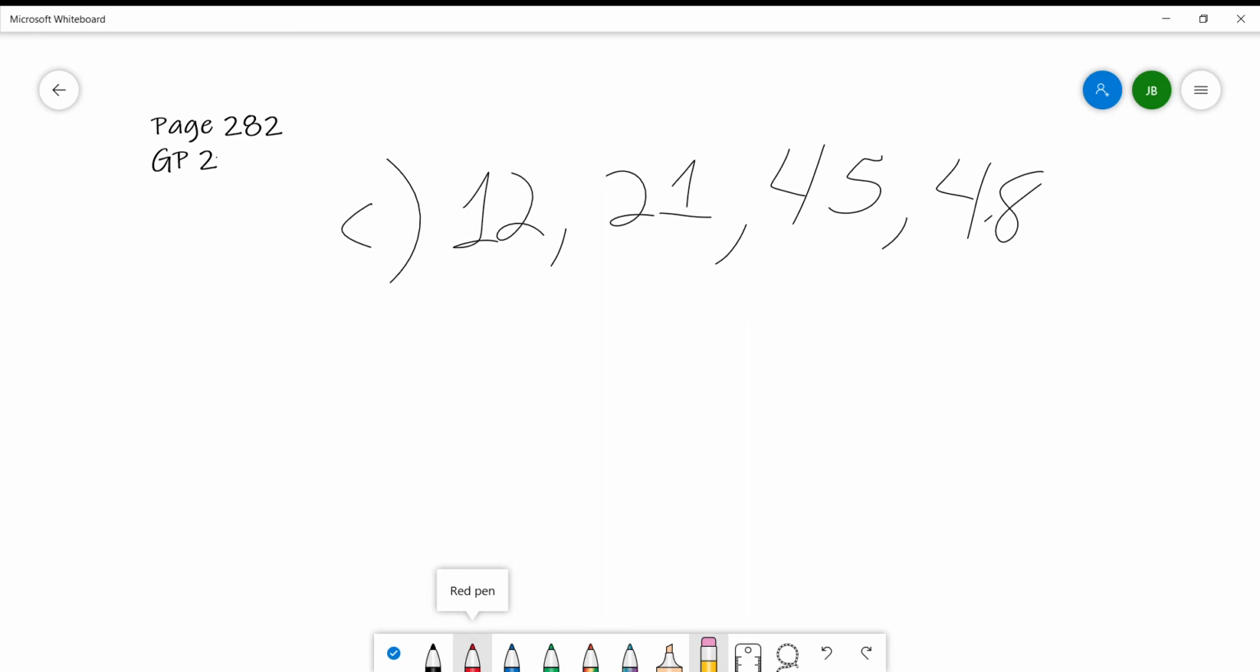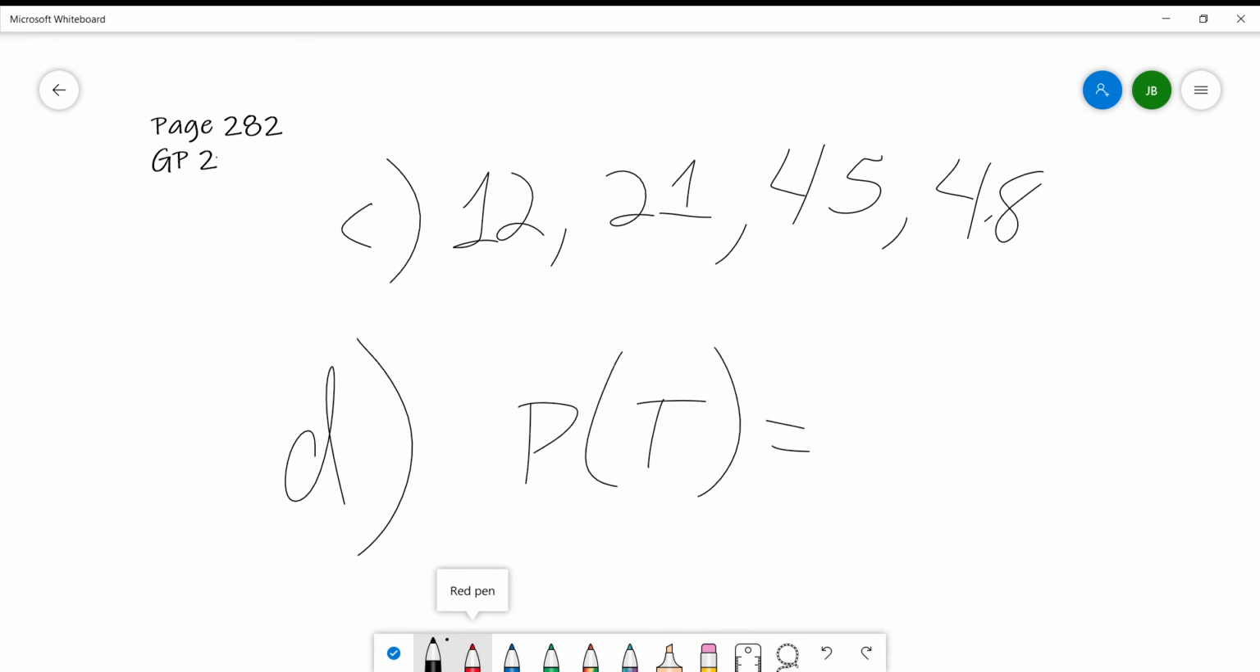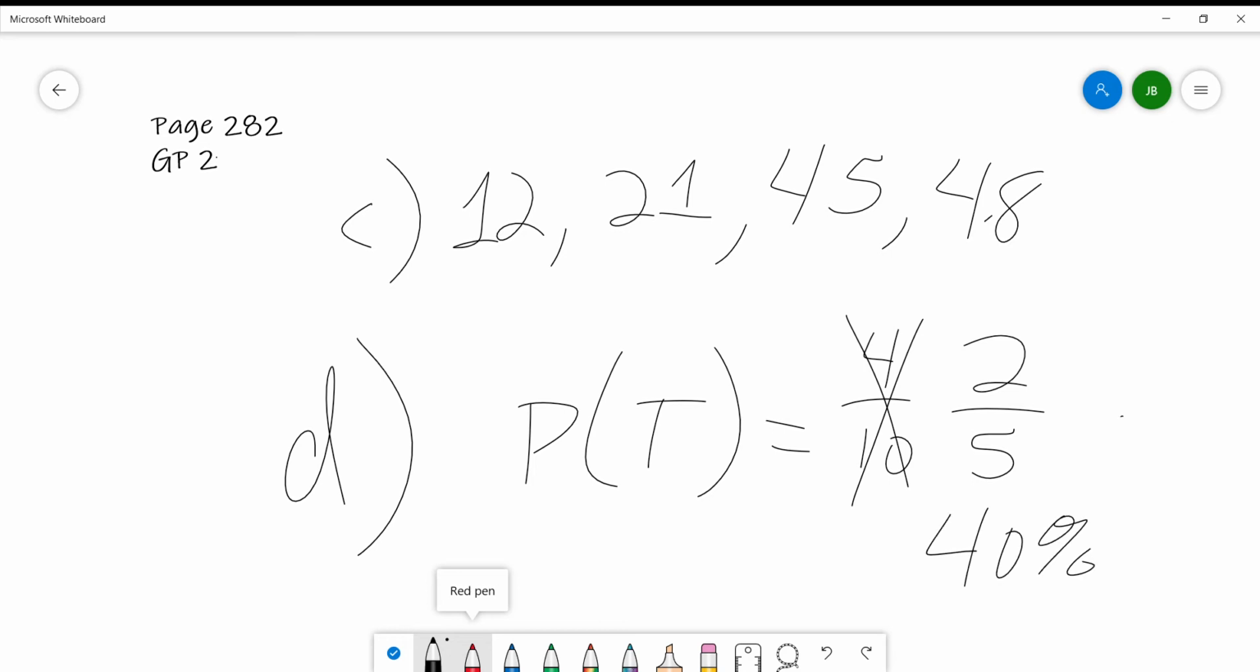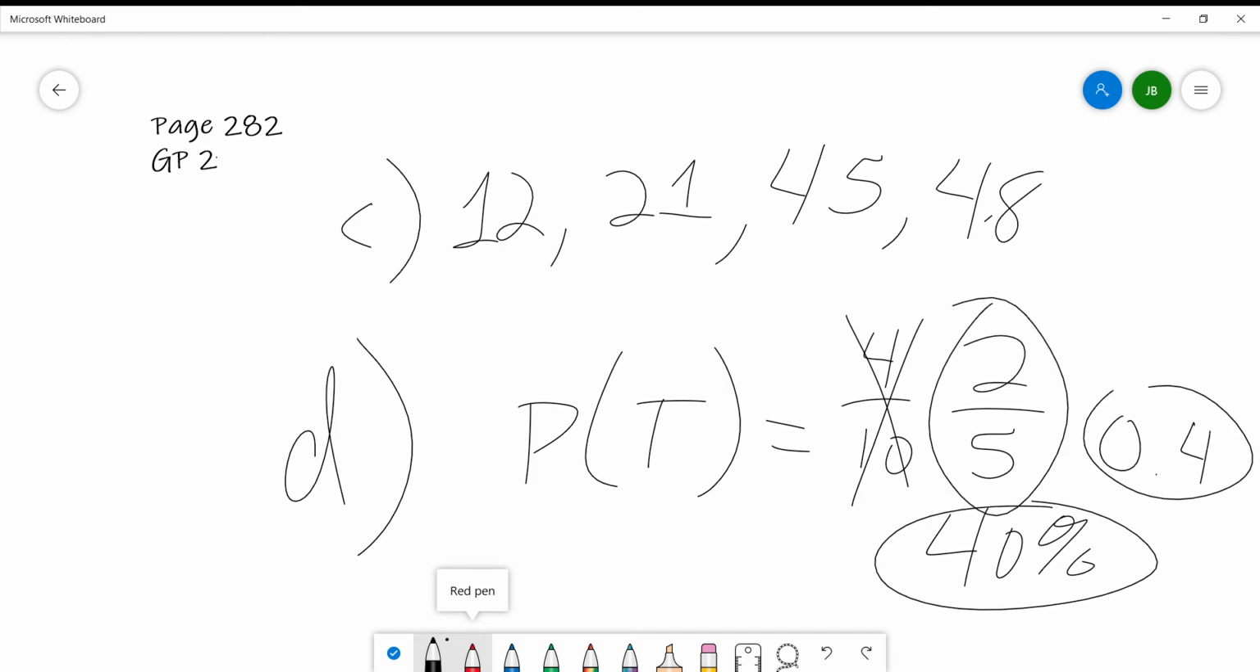All right, D, find the probability of T. The probability of event T equals 4 out of 10, but we want to simplify that down to 2 out of 5, or 40%, or you could do 0.4. Either one of these is fine. You win! Congratulations. All right, since that was easy, let's keep going. If it wasn't easy for you, I'm sorry that I called it easy.